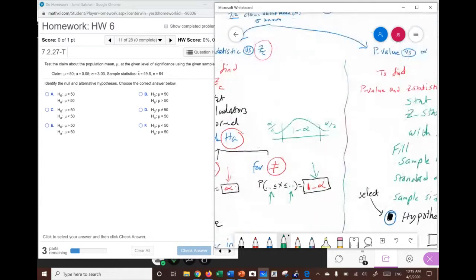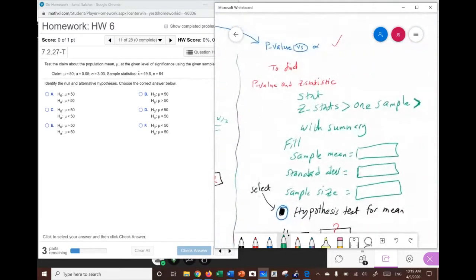Now, what will happen if you use the other method, the one we prefer? What will happen if you use the p-value versus alpha? Remember, alpha will be given. So you need to find the p-value. To find the p-value, you follow those steps. Actually, when you try to find the p-value, you're going to get the z-statistic also. So you press stat, z-stat, one sample with summary.